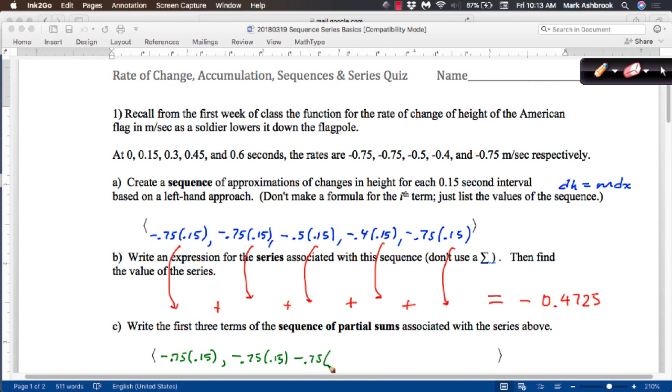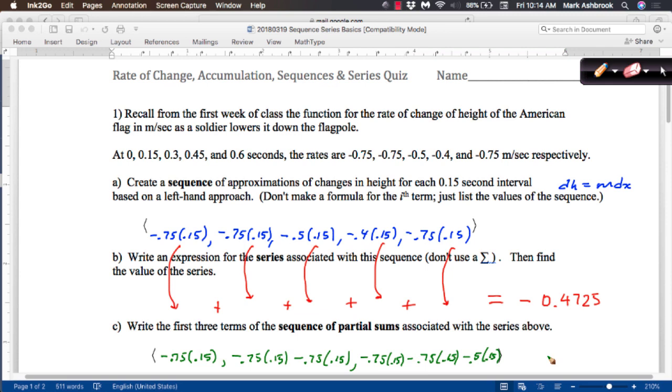And then what's the third partial sum? Add the first 3, right? So it's going to be negative 0.75 times 0.15 minus 0.75 times 0.15, minus 0.5 times 0.15. So this is 3 terms of a sequence of partial sums. Again, if you got the A wrong, but you showed the same pattern, that you did the first term, the sum of the first 2 and then the sum of the first 3, then your C is correct even though your A was wrong.